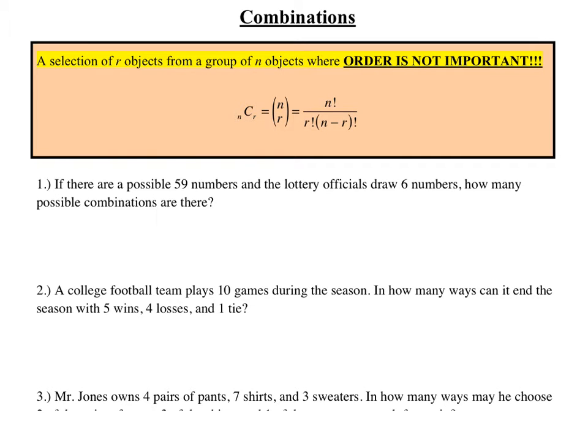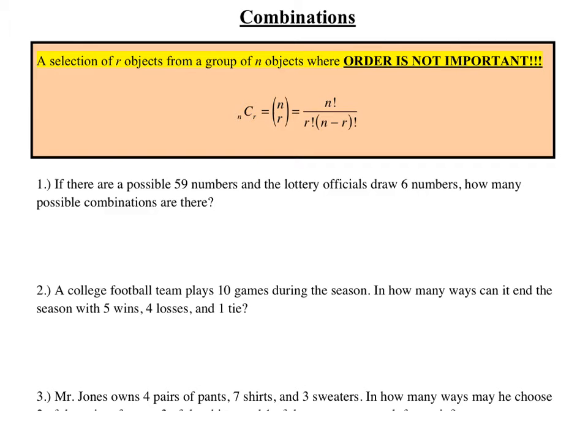Combinations. They are similar to the permutations we've already talked about, except that in this case, order is not important. We're just selecting a group of objects. We don't care which one was chosen first, second, third, or fourth, just what objects were chosen out of the total number of objects. So the formula will look similar to that of permutations as well.